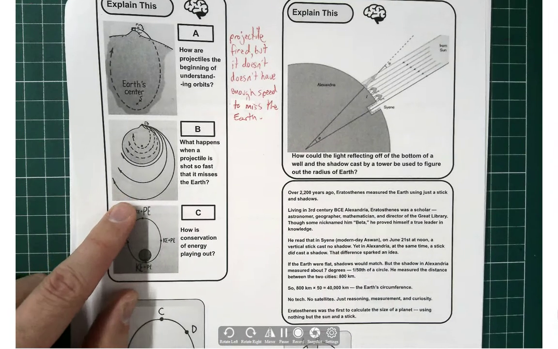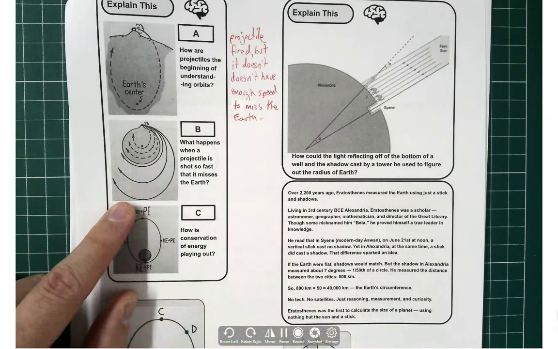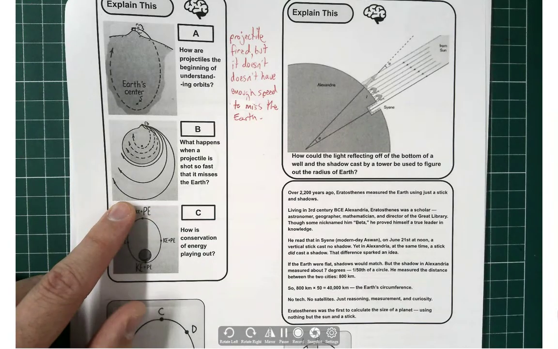So what we have here is a progression of faster and faster and faster cannon shots, shot from what looks like the top of a tall mountain if this is the Earth. What's going to happen? What would you say? Yeah, it's going to go into orbit. This is what orbit is, right?